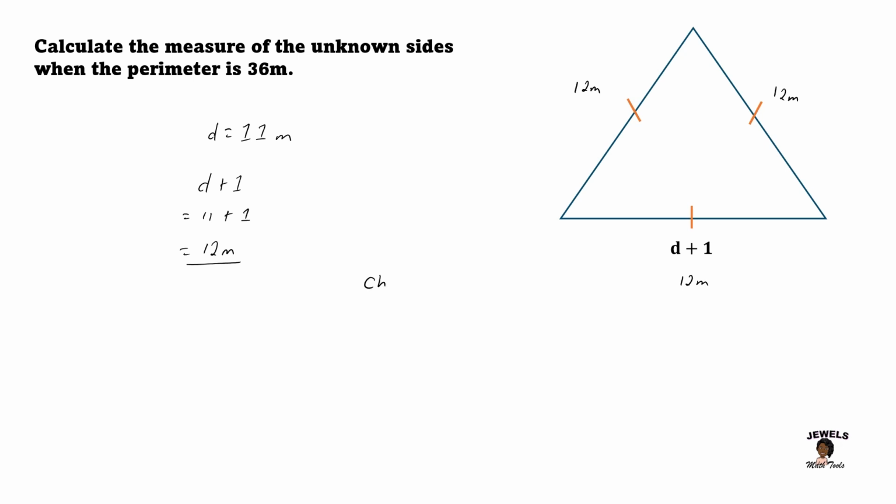So to check my answer, I'm going to take my 12 and multiply by 3. We know that 12 times 3 is equal to 36. So that means that my solution of 12 meters per side is the correct answer for this question.